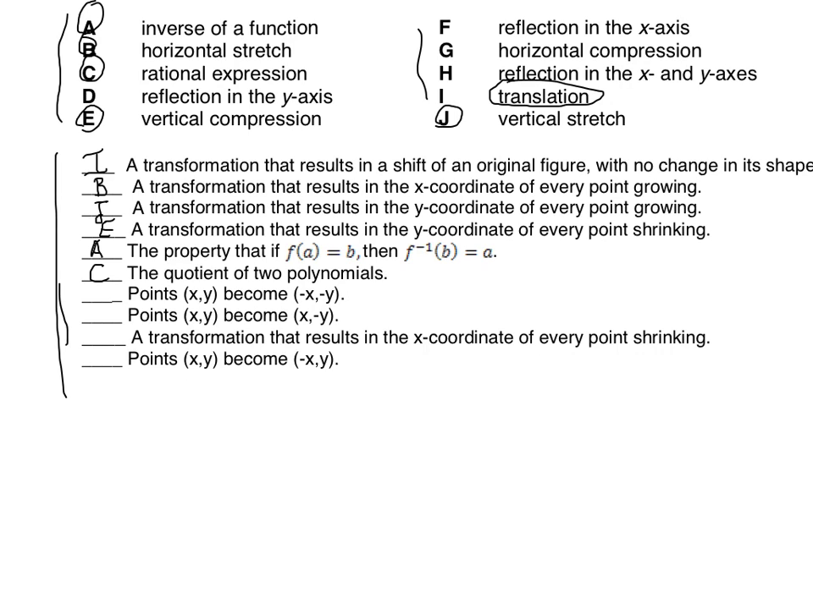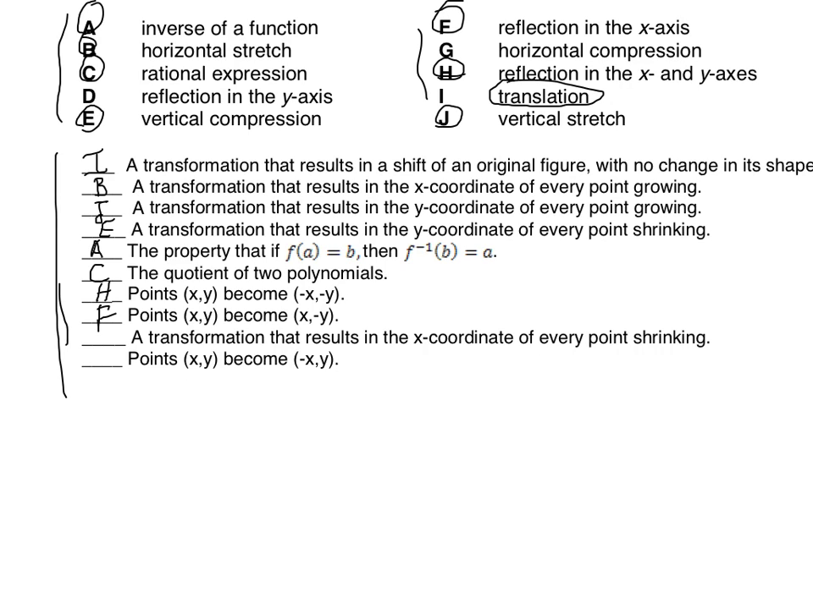The next one, points x, y become minus x, minus y. This means that you have a reflection in the x and y axes, which is H. The next one, points x, y become x and negative y. This means that you have a reflection of the y points. So this means that you have a reflection on the x-axis. So the reflection on the x-axis is going to be F, which is this one.